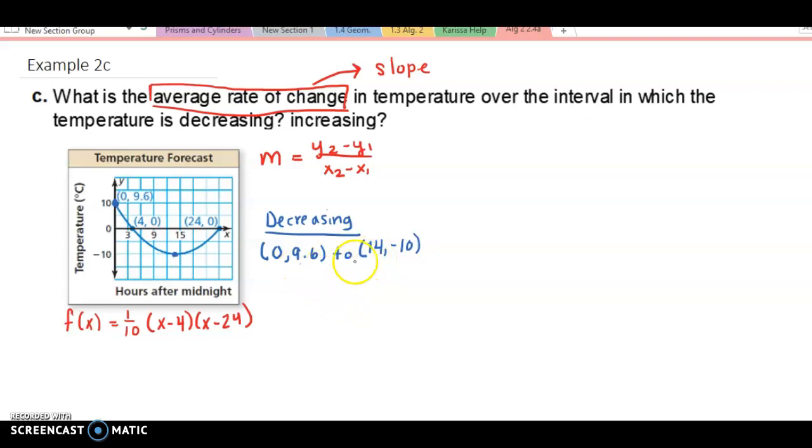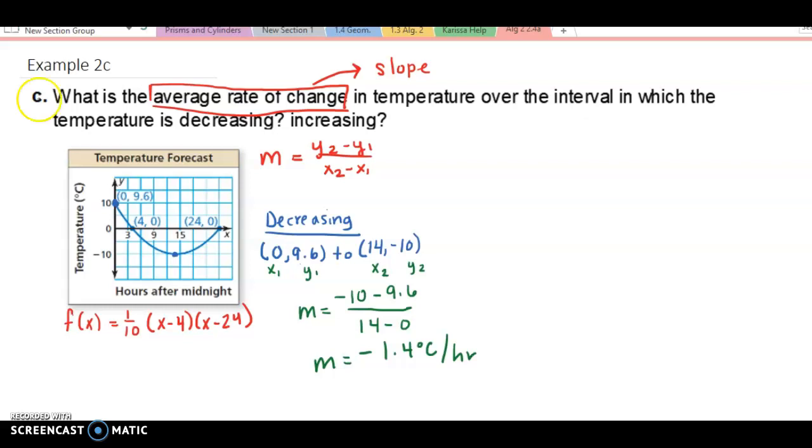Now that I have my 2 points, I'm going to find the slope of those 2 points. This is the x-coordinate of point 1, the y-coordinate of point 1, the x-coordinate of point 2, the y-coordinate of point 2. Then I plug it into my slope formula. m equals y2 minus y1, so negative 10 minus 9.6, over x2, which is 14, minus x1, which is 0. When I do that, I get m equal to negative 1.4 degrees Celsius per hour as my units.